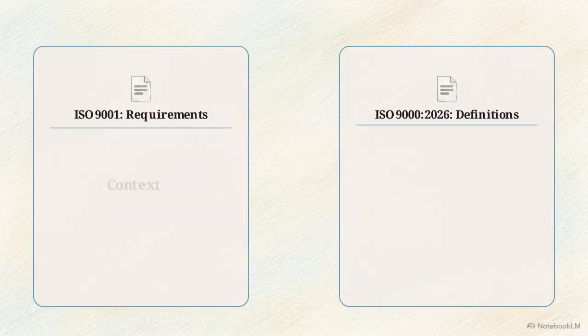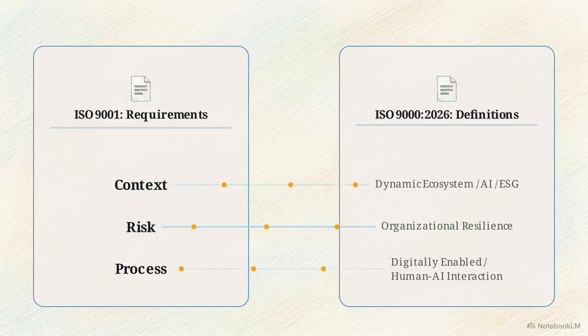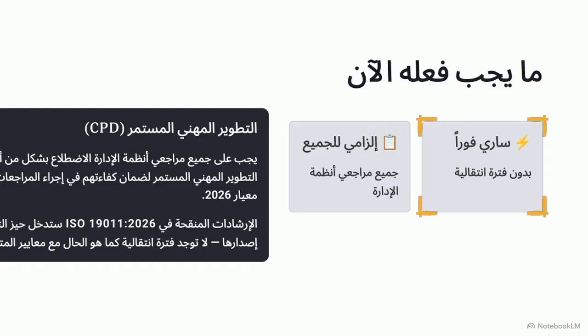It is important to note that ISO 9000:2026 does not create new ISO 9001 requirements. However, it changes how every single existing requirement is interpreted and audited. These auditing guidelines are effective immediately upon release. There is no transition period for auditors to adjust.